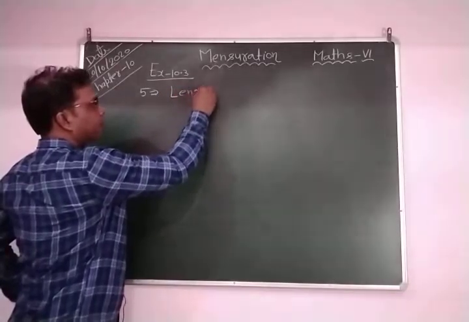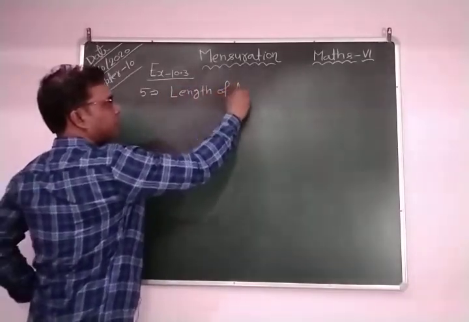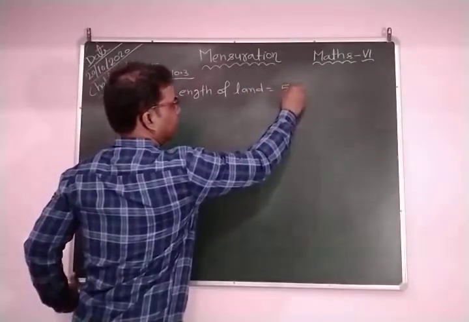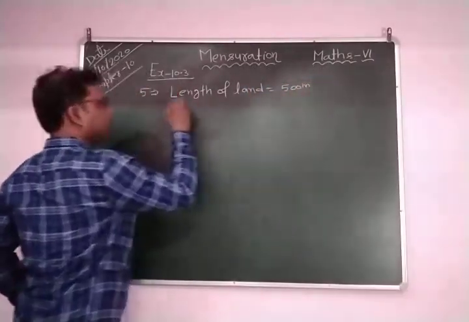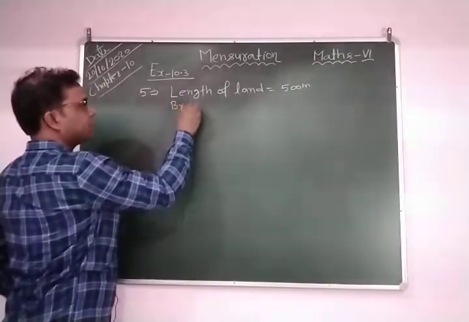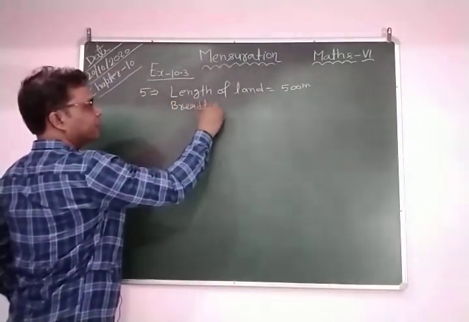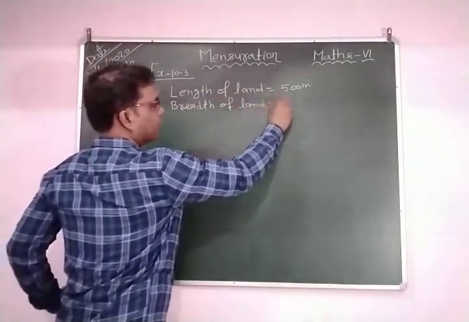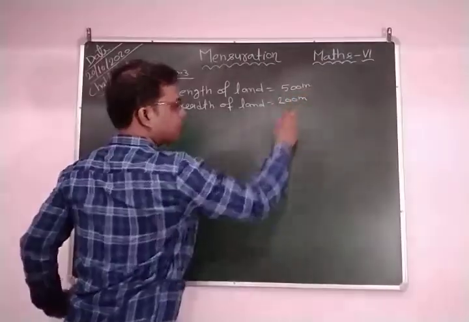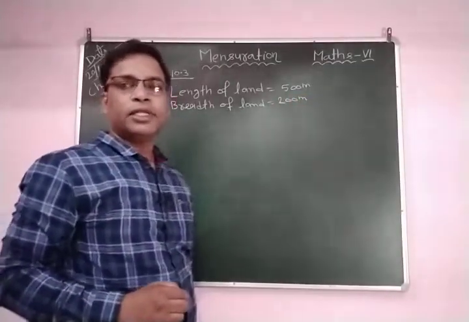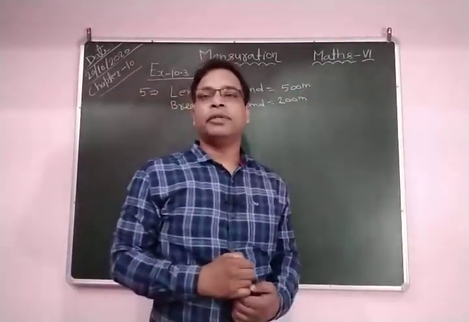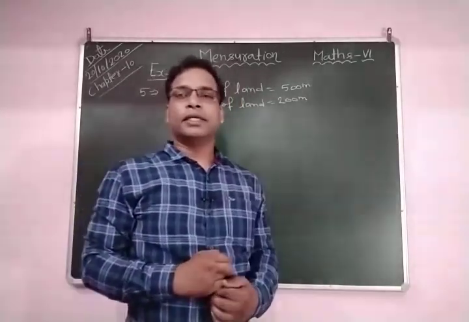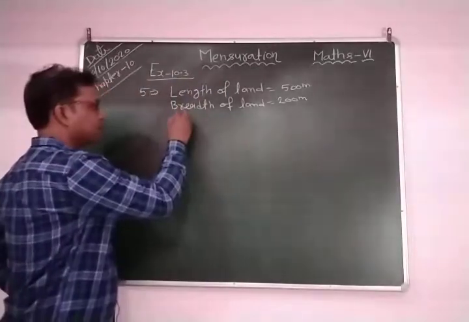Length of land is given 500 meter. Breadth of land is also given here, 200 meter. Length of land is 500 meter and breadth of land is 200 meter, and the rate of tiling is also given here.